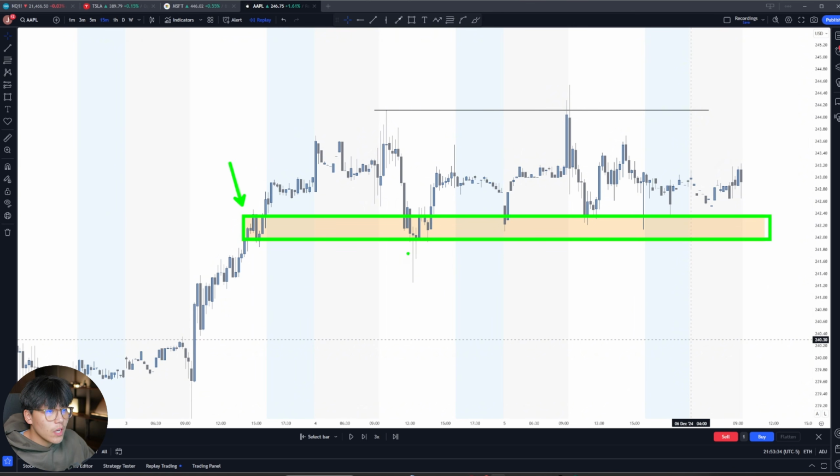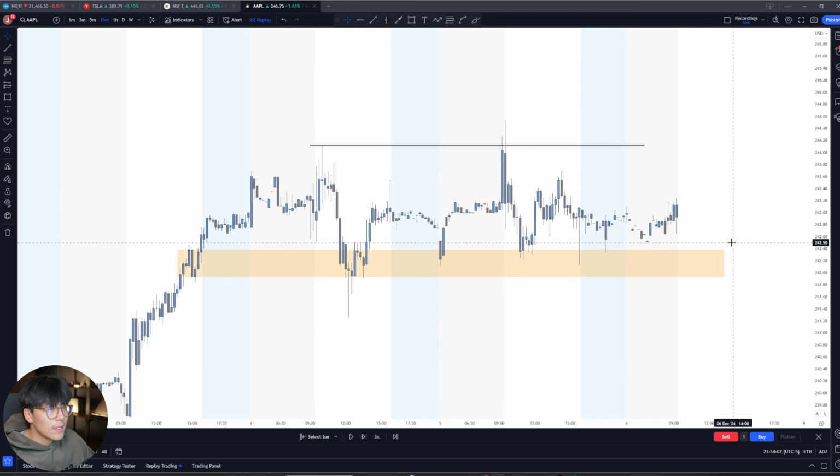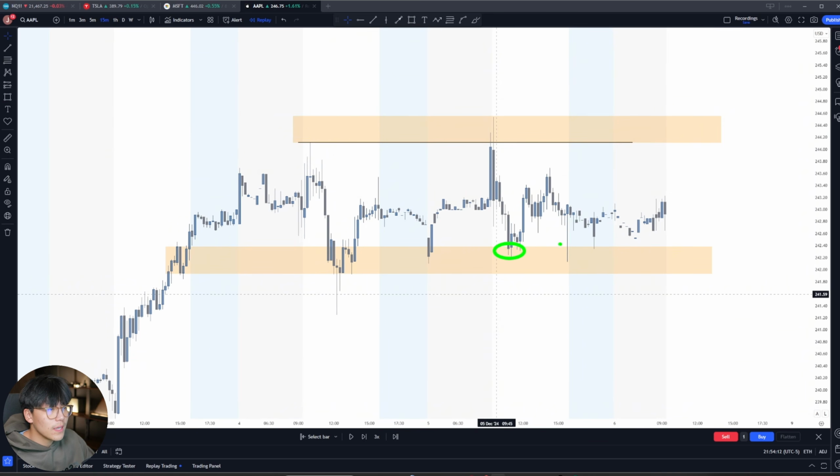You can see price tries wicking underneath this low right here, rejects off this low, and then we start continuing back towards the upside. You can see price ended up having a nice push back towards your previous day's highs, which ended up with sellers stepping in, rejecting off this level, and then we end up pushing back towards the low of the range. So really coming into today, the key levels that I have marked out will be your previous day's high, and I'll also mark out your previous day lows as well.